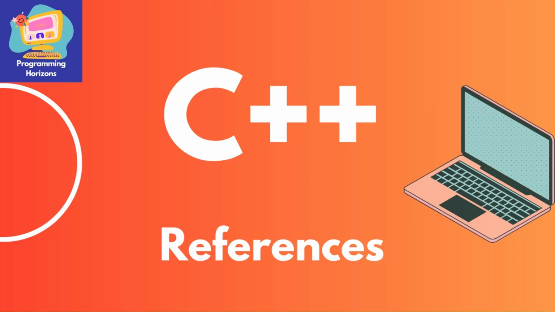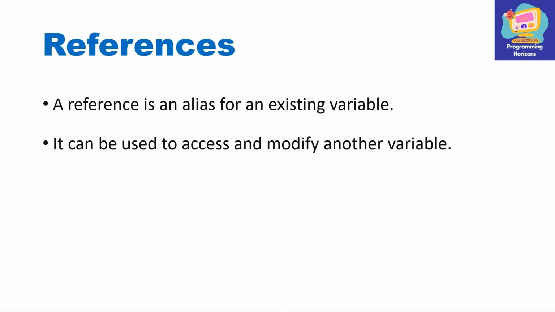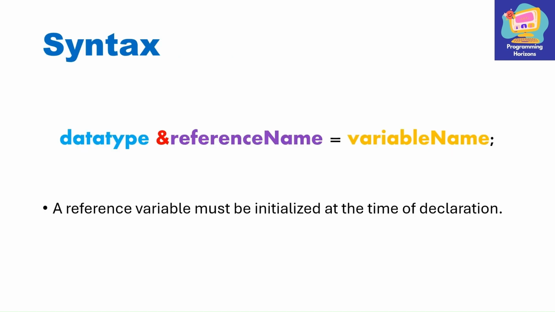In this video, we are going to learn about references in C++. A reference may be defined as an alias or an alternative name for an existing variable. It can be used to access and modify another variable. Let's understand its syntax. Here is the syntax of declaration of a reference.